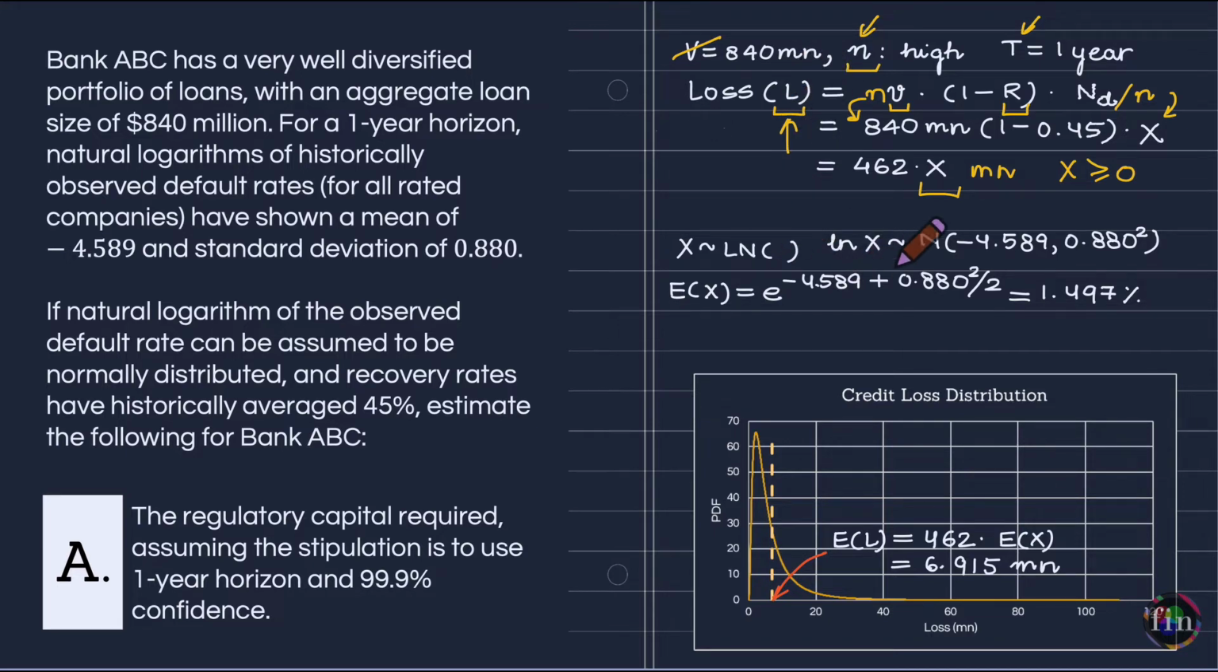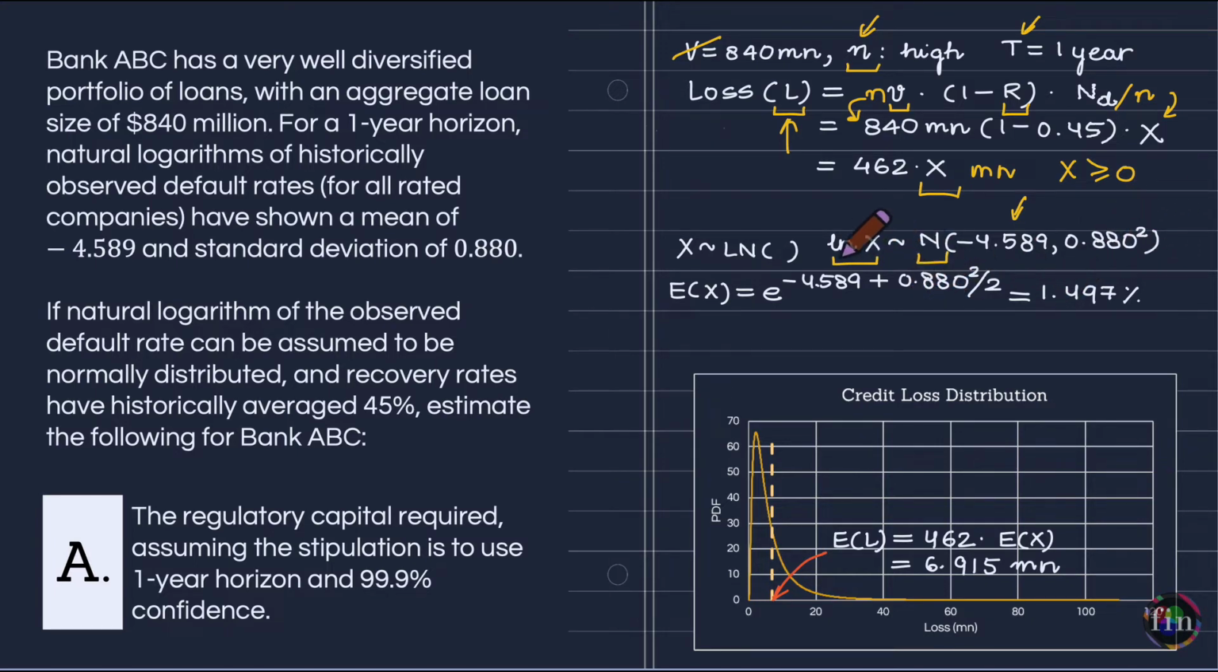In the question, it's given to us that the natural log of X has a mean of minus 4.589 and standard deviation of 0.88, so variance of 0.88 squared. Since I am assuming that X is log normally distributed, it means that the natural log of X is normally distributed with this as the mean and this as the variance.